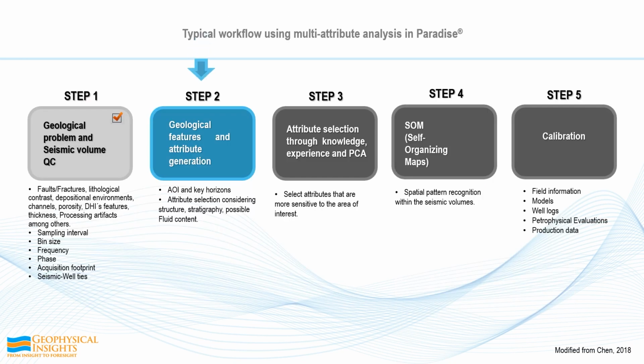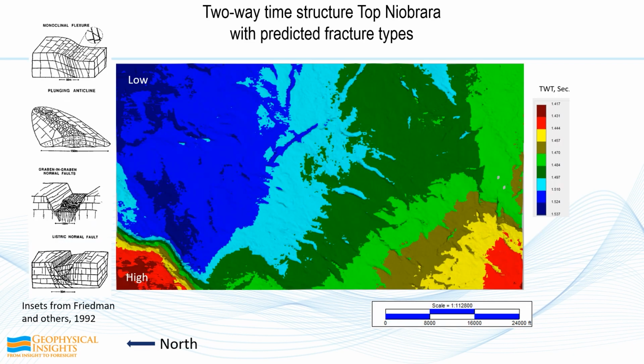The next step in our workflow is to look at the structural setting of the study area and what we need to take into consideration when designing our attributes and our self-organizing map study. So here in our study area of the Niobrara, we have a two-way time structure map. You can see west is to the bottom of the screen, so we're in a monoclinal structure coming up into the Front Range of the Rocky Mountains.